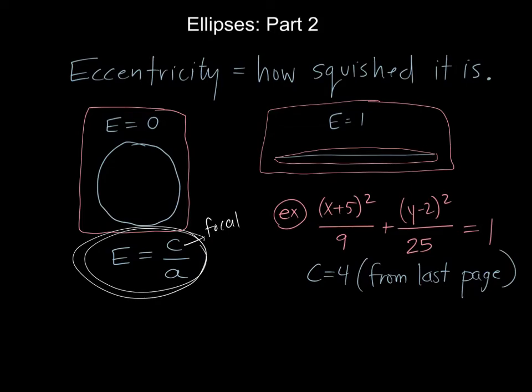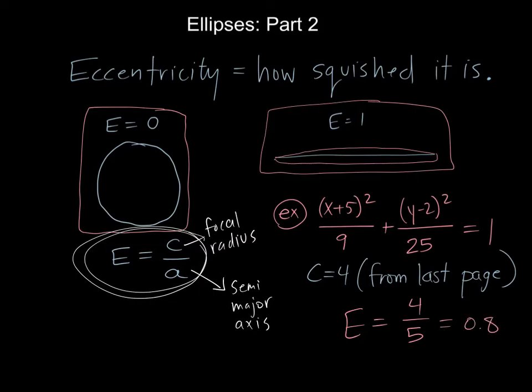We just talked about finding that on the last slide. And A is the semi-major axis, or it's the bigger of the 2, the x or the y radii, whichever one of those is biggest. So for this question, all I have to do to find eccentricity is take C, which we found on the last slide to be 4, and put it on top of A, which is 5, and we get 0.8 or 4/5.